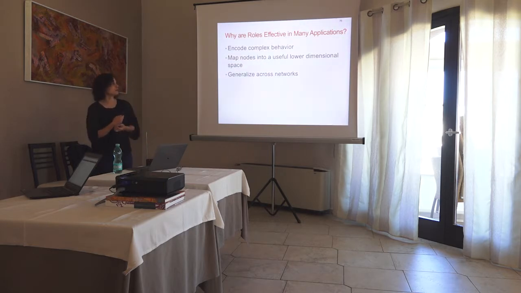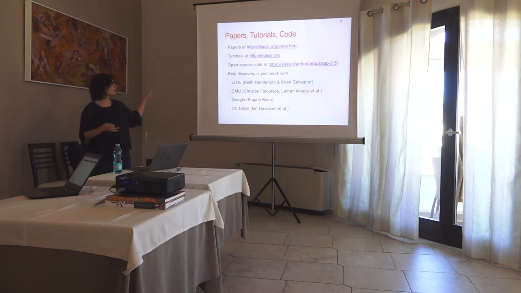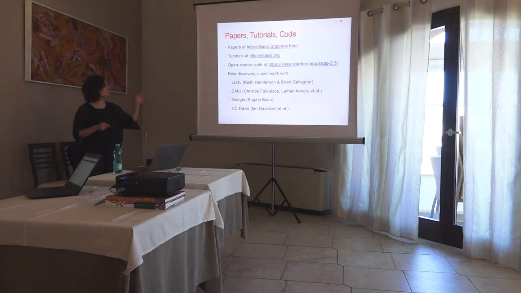And so we're able to capture those relational dependencies by mapping the network that you're giving me into this lower dimensional space. In particular, it's useful because these lower dimensional spaces seem to generalize across different networks. If you're interested in this, there are lots of papers and tutorials, and the code for this is part of Yuri Leskovec's SNAP, the Stanford Network Analysis Project, so if you want to play with it, you can go to SNAP and download it. It's also part of IBM System G, and governments in the US are also using it, and in Belgium.